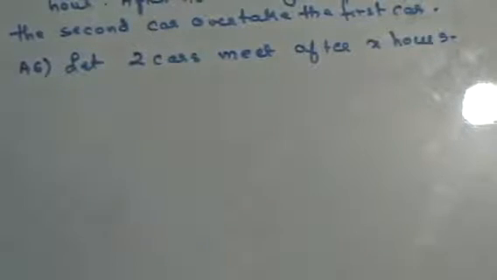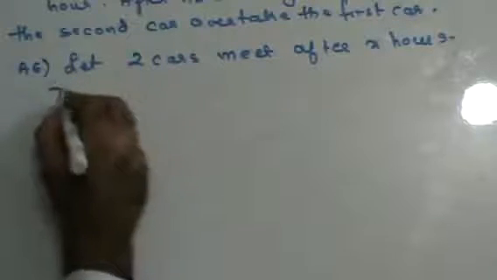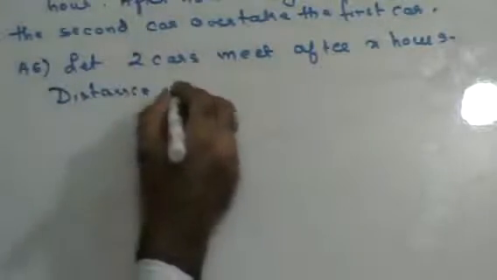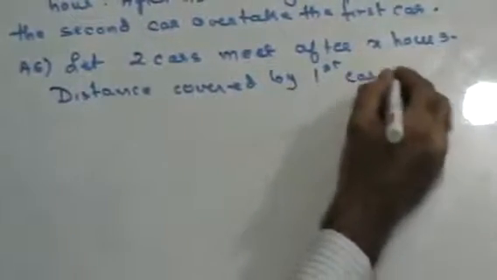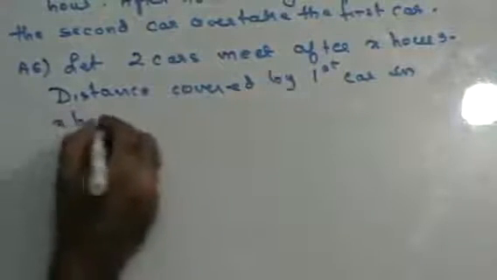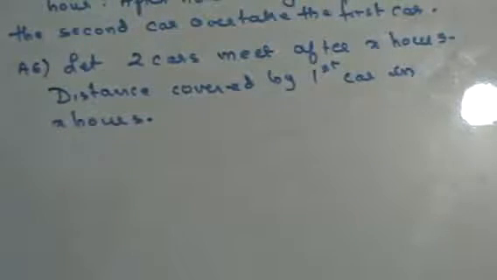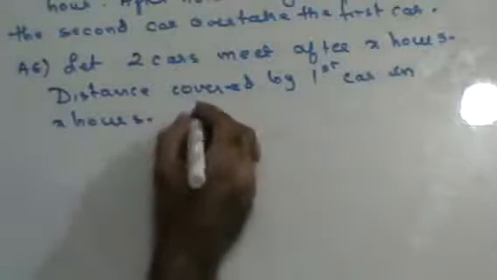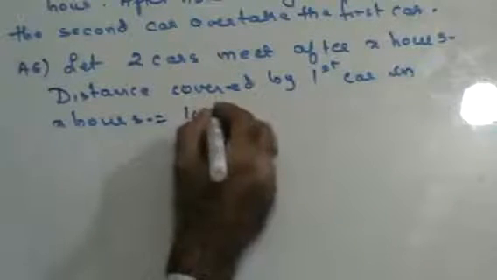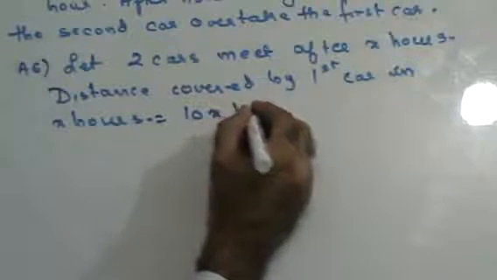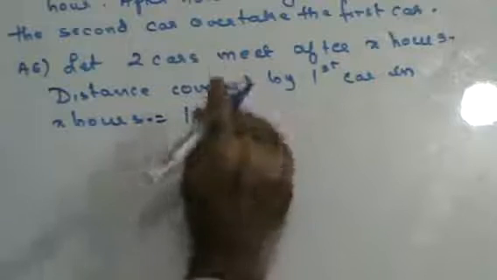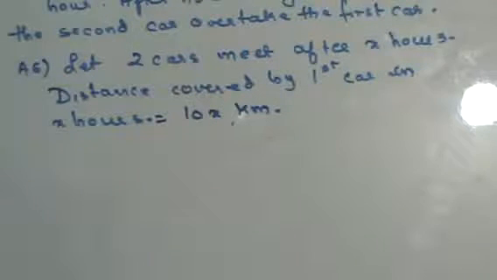In that case, what will be the distance covered by the first car in X hours? Distance is nothing but speed into time. Speed is 10 and time is X, so the distance covered by it will be 10x kilometers.